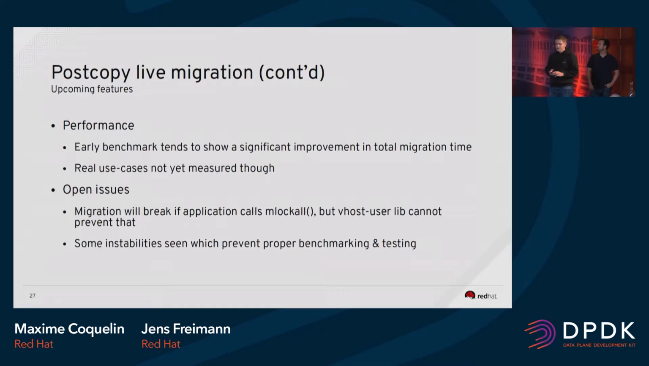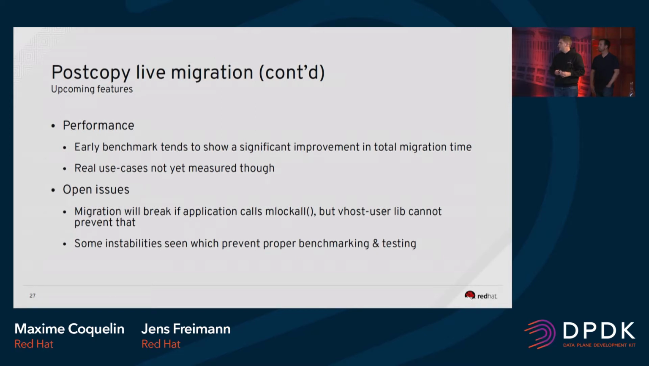One open issue is that userfaultfd requires the application not to call mlockall, because the pages do not have to be populated before they get registered to userfaultfd. And if it happens, the migration will break. That's a problem, but it's not really a problem with QEMU, because QEMU is its own process, so it can just not call mlockall. But in the case of Vhost user, it's a bit different, because it's a library. So the library cannot control whether the application calls mlockall or not.